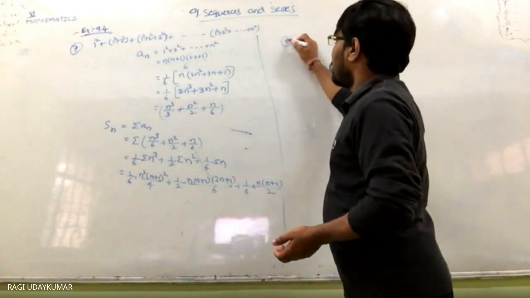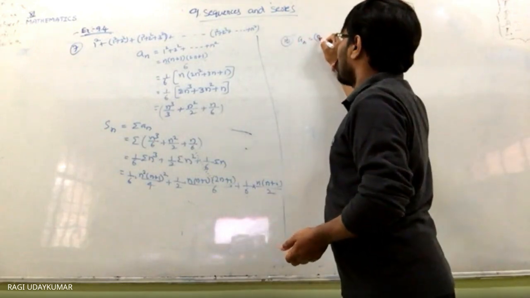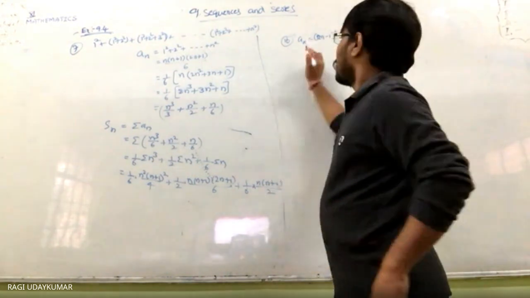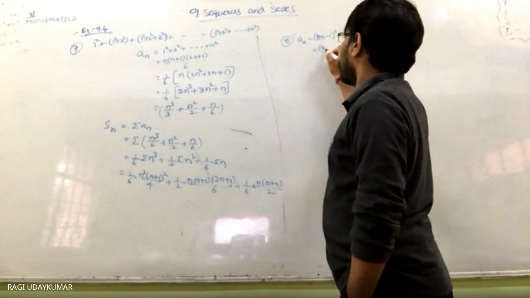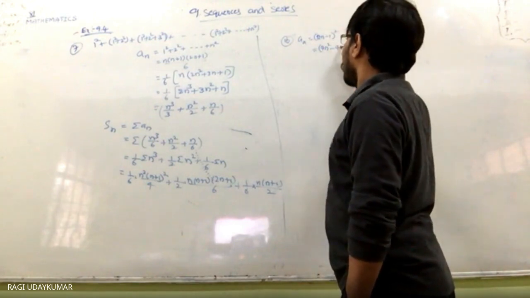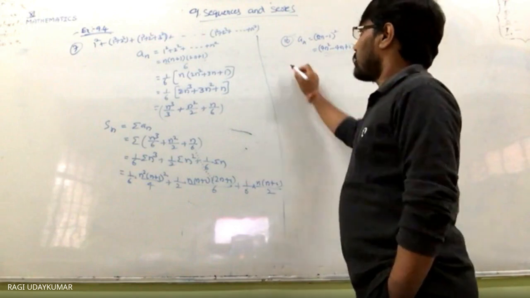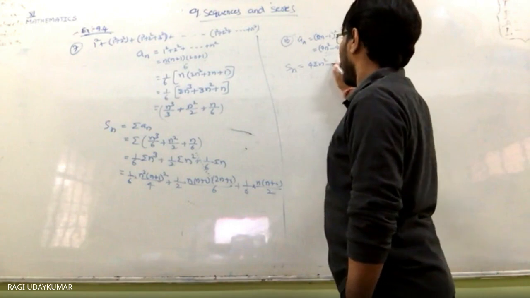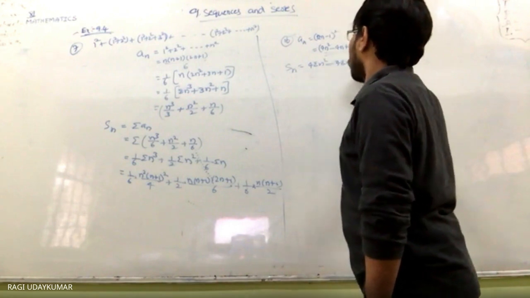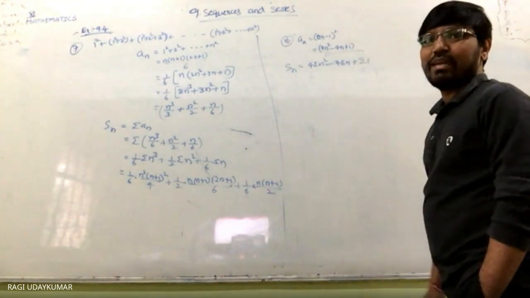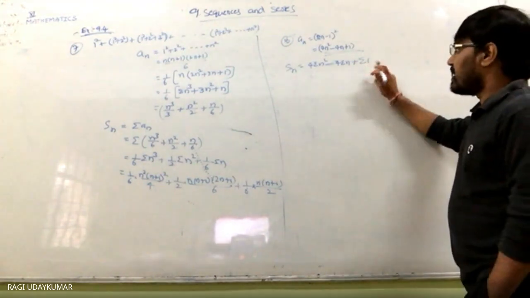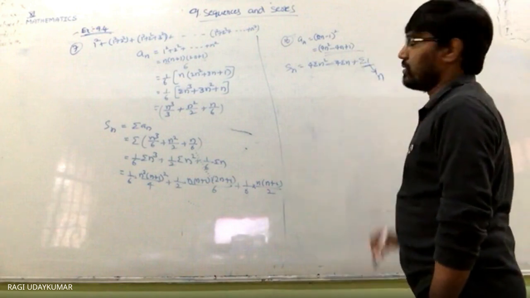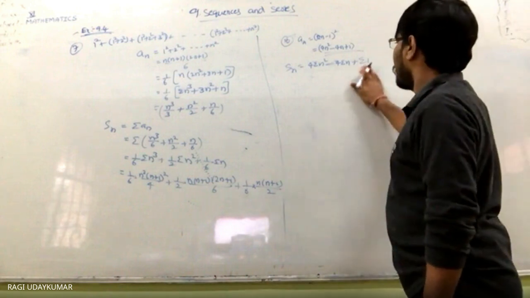So in the 10th problem, an is given to you: 2n minus 1 whole square. So this can be written as 4n square minus 4n plus 1, the nth term. So Sn shall equal sigma 4n square minus 4 into sigma n plus sigma 1. Concentrate a lot here. Sigma 1 is nothing but 1 taken n times. This is n. So be careful here in this situation.